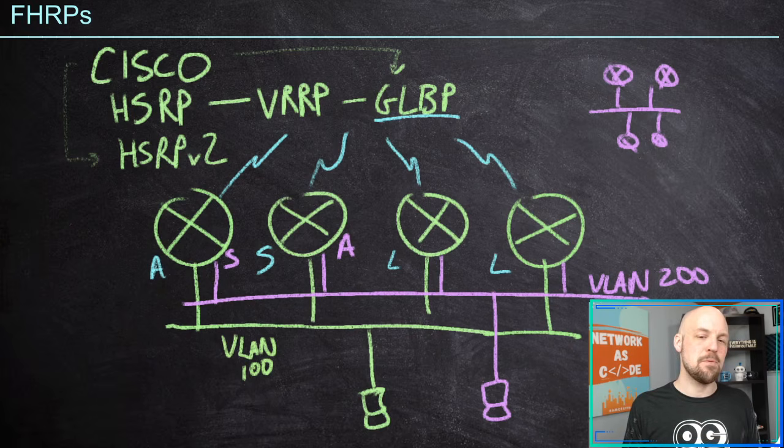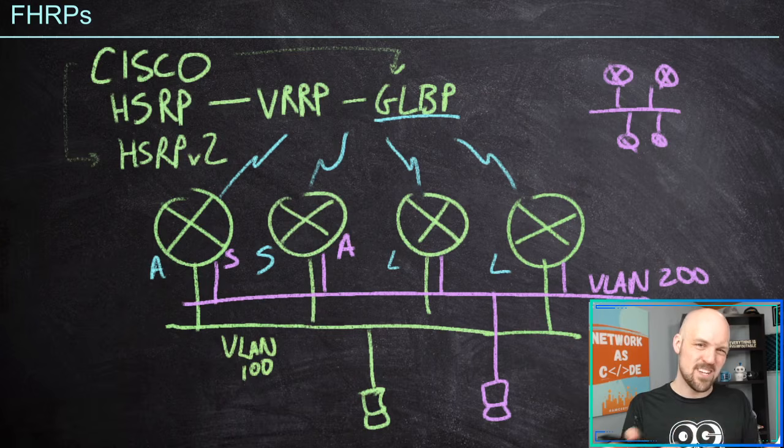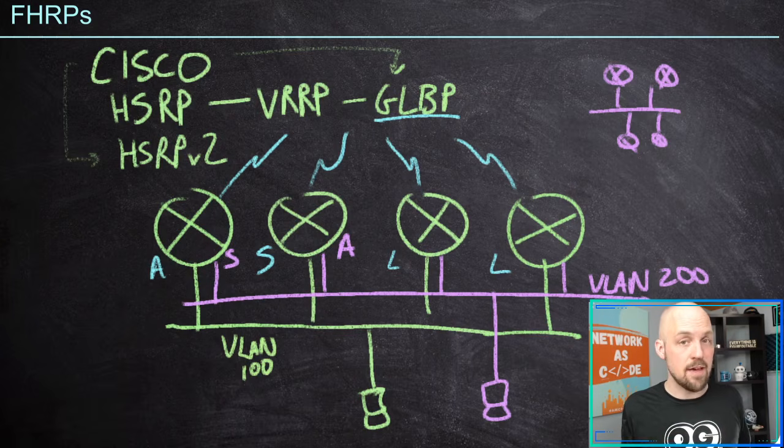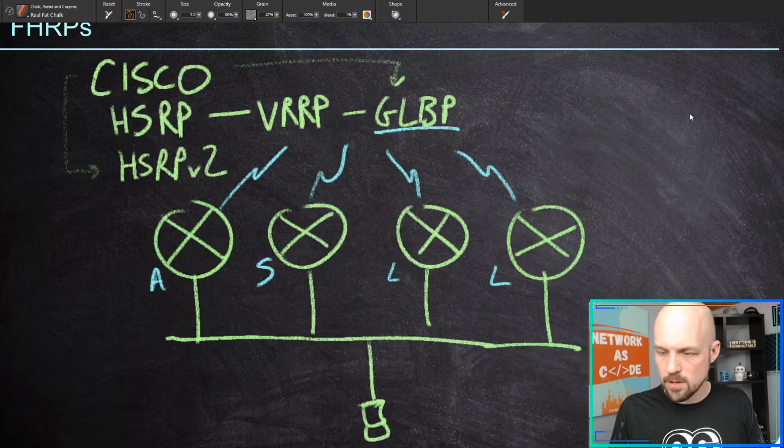So this is why GLBP is so seldom used, because I can load balance in many situations with HSRP. I just have to change the active and standby configurations on a per VLAN basis. That's what I have to do in order to load balance. So I just have to get clever, like I mentioned. All right, so back to GLBP.